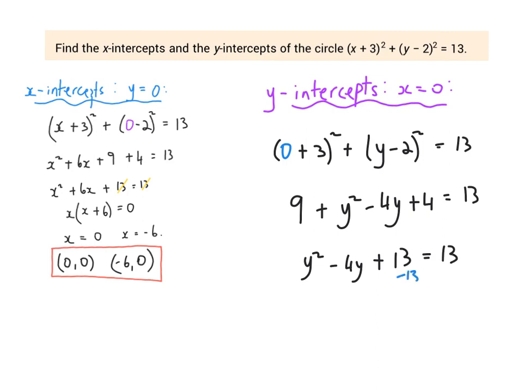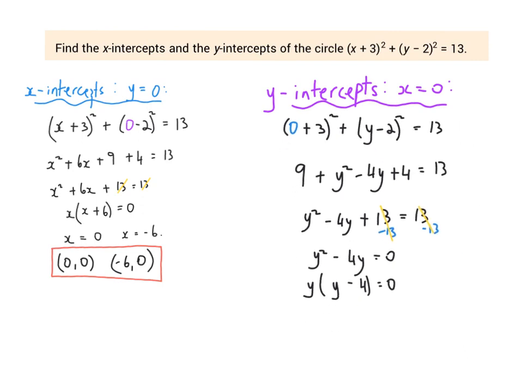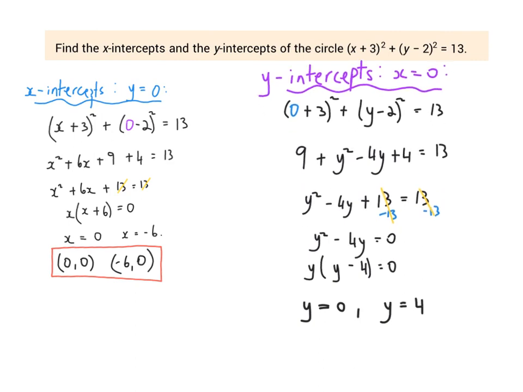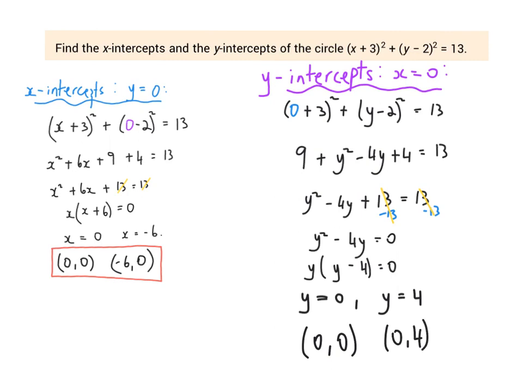Again, subtracting 13 from both sides and they cancel. So y squared minus 4y is equal to 0. So factorising out the y, we have y times (y minus 4) equal to 0. And so solving for y, that gives us y equal to 0, y equal to 4. And so our two coordinates for the y-intercepts are, again, (0, 0) and here we have x equal to 0 and y equal to 4. So again, there are the coordinates of our y-intercepts.